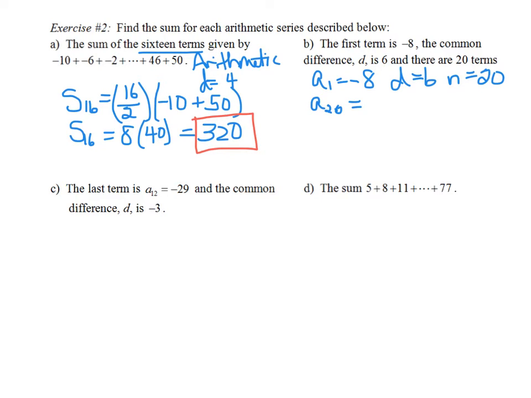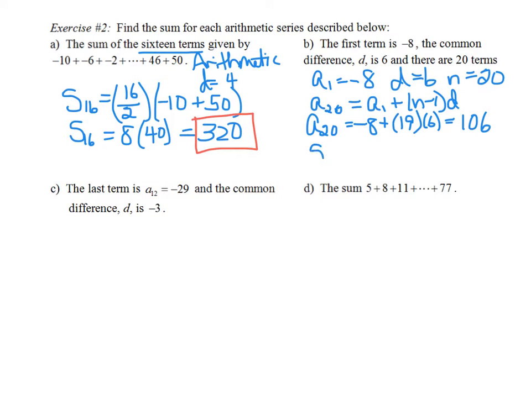Remember 2 lessons ago where we had our formula, so a20 would be equal to a1 plus n minus 1 multiplied by d. So I'll have to first of all calculate a20 before I can do my sum formula. So negative 8 plus, since n is 20, 20 minus 1 is 19, multiply that by my d value of 6. So when I put all that together, a20 turns out to be 106. Now that's just the 20th term. That doesn't give me my sum.